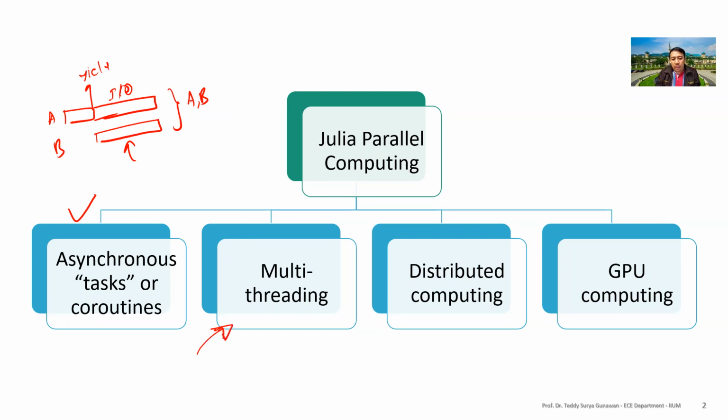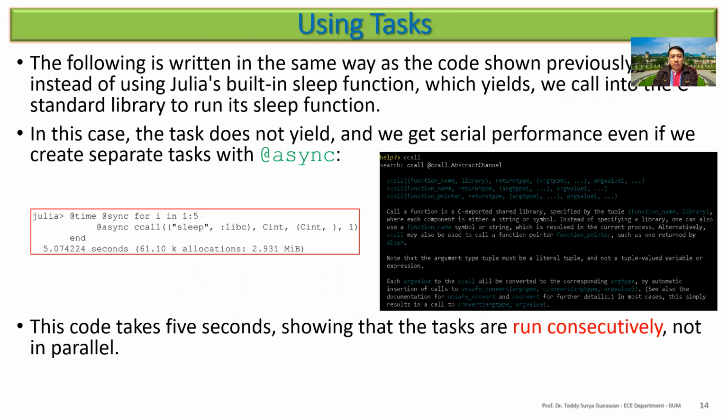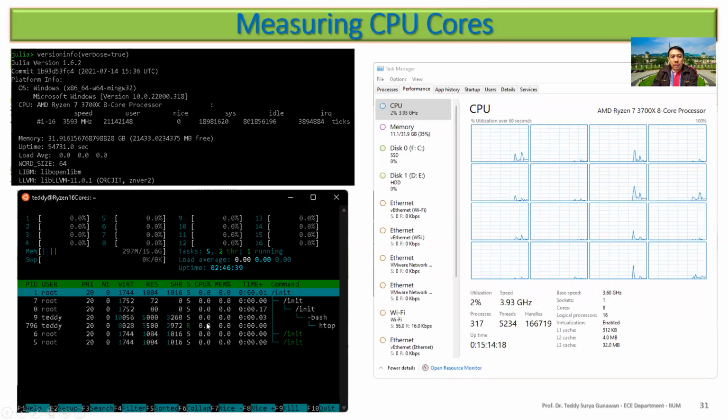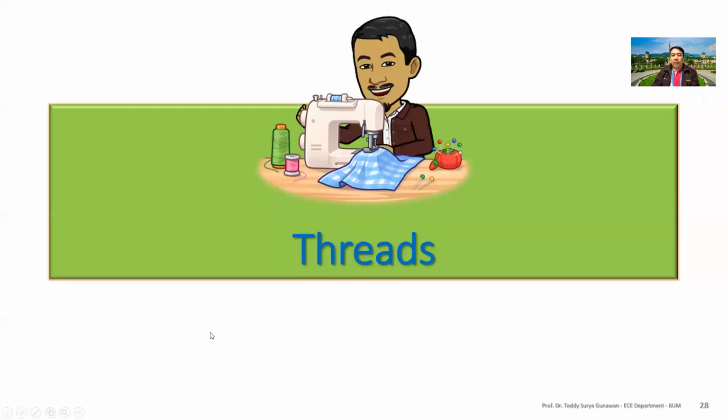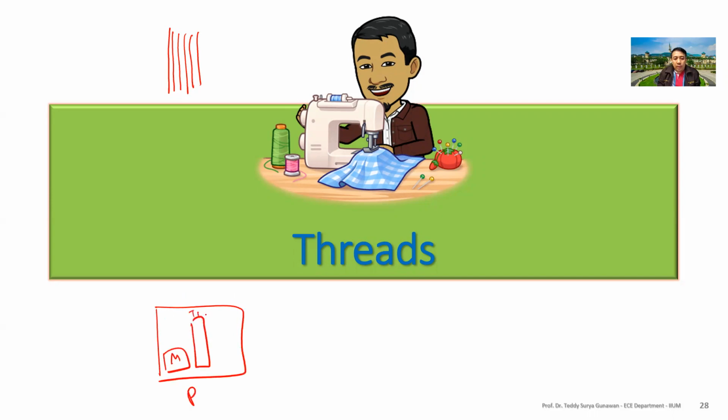Then let's see multi-threading in Julia. Let's move on to the threads. A thread is part of a running program. Remember that whenever you have a process, after that you have the shared memory, then you have thread 1, thread 2, and however many threads that you have.